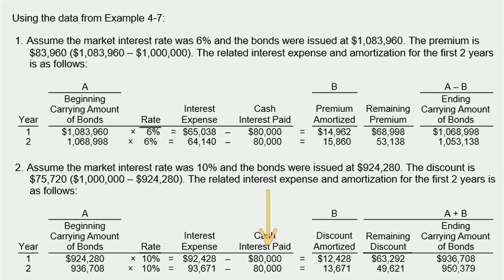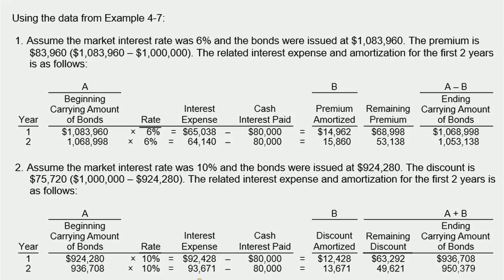Notice the inversion. The true economic expense of $92,000 is now significantly higher than the physical $80,000 of cash being paid to investors. To account for an expense that exceeds the cash paid, the accounting system takes the $12,000 difference and adds it directly to the bond's balance. This pushes the ending carrying amount up to $936,000. Rolling forward to year two, that larger starting balance is multiplied by our 10% rate, resulting in a higher year two interest expense of $93,671.